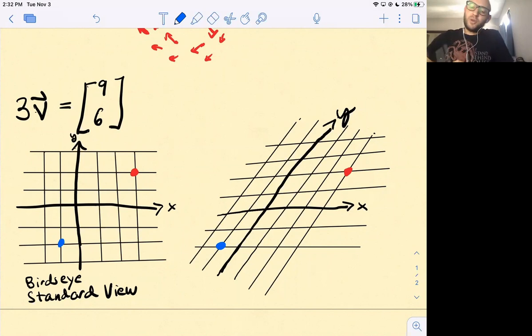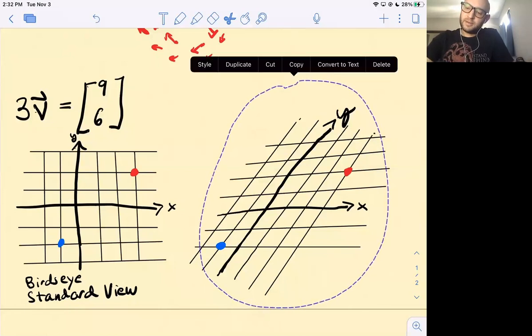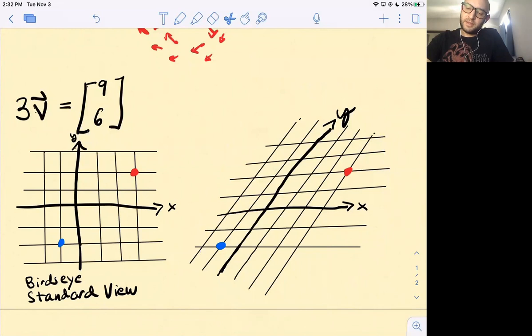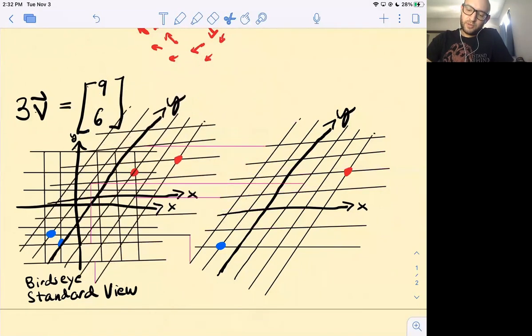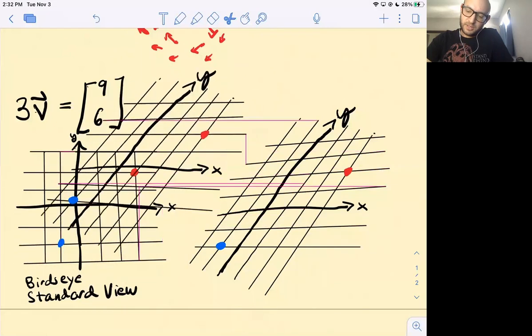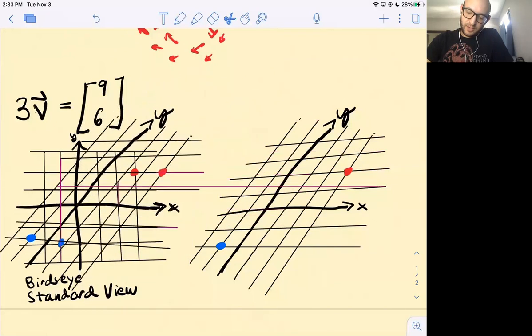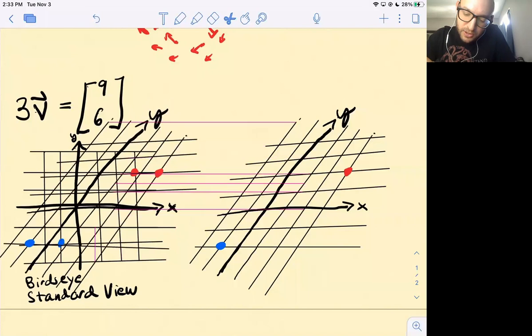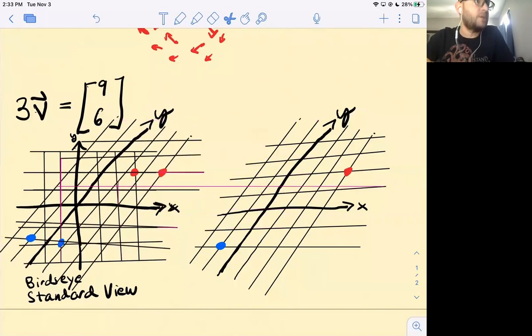Like if I was to overlay them, let me just create a little copy here. Copy, and let me just paste it. So if I was to overlay them, this looks pretty trippy. Where's the X? Okay, it's right there. So if I put the origins together, it looks like the blue points and the red points are not really close to each other.